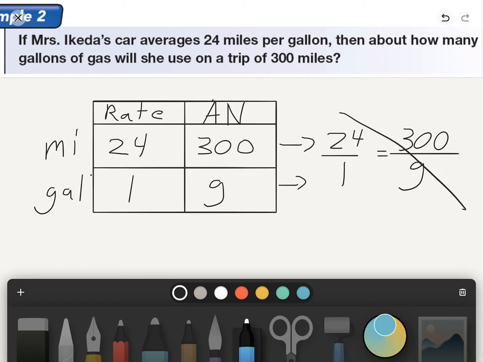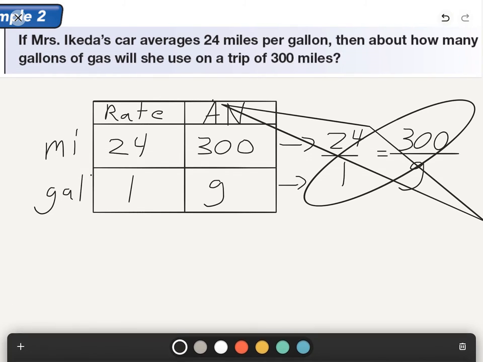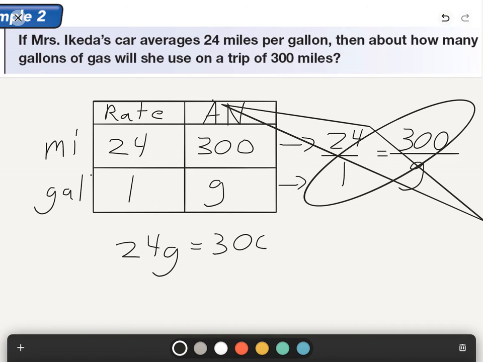Alright, so cross multiplying those guys. Ooh, edgy. And that was super edgy. And that was curvy. Okay. So that will get me 24 times G equals 300. Then I divide each side by 24.